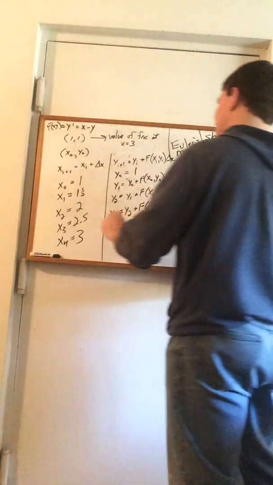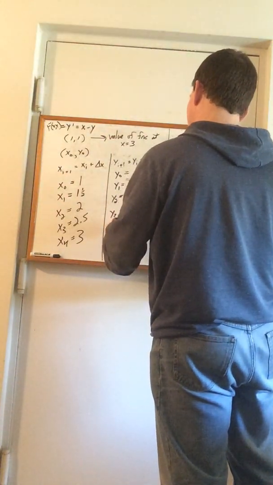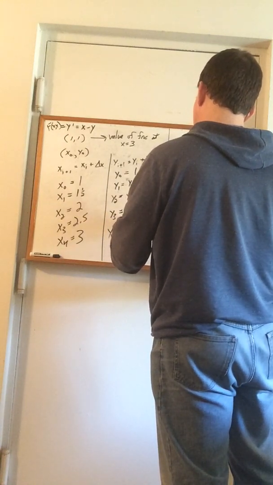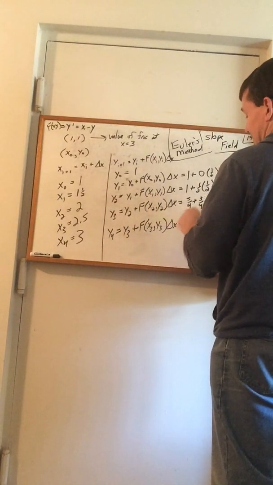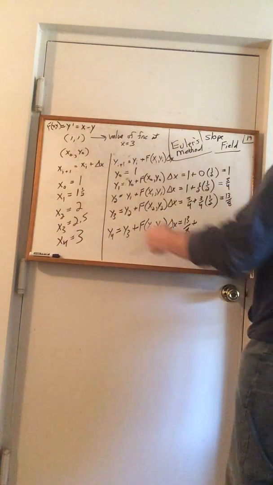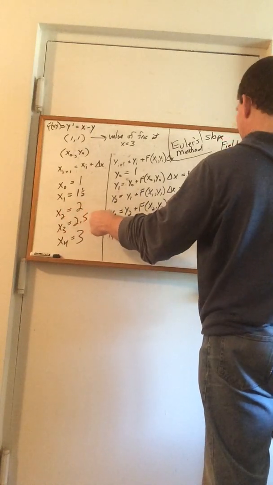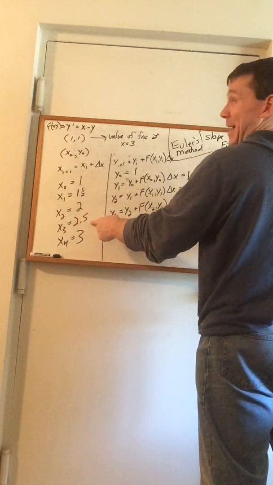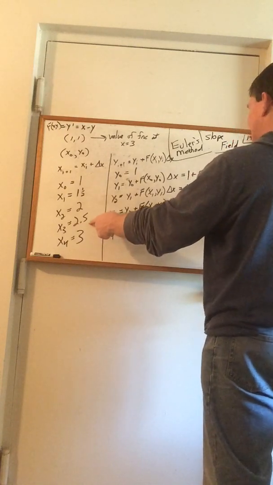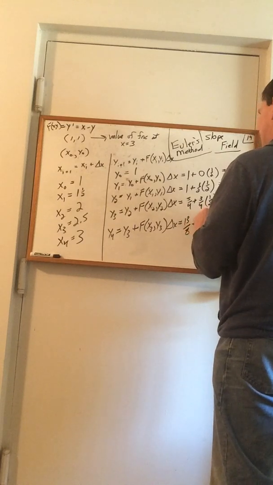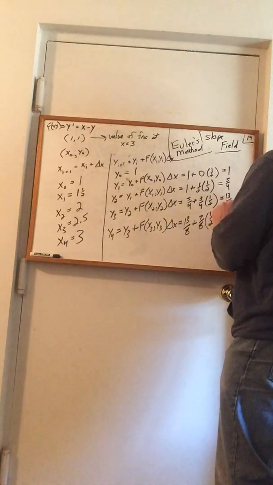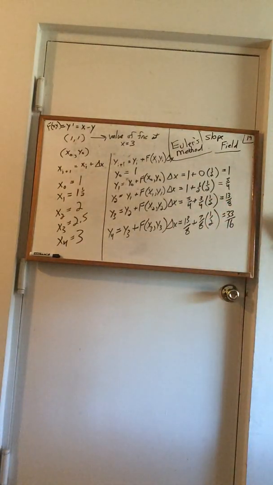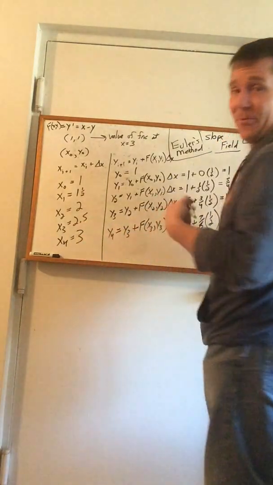And thankfully, this is the last time we have to do it. We get y sub 4 equals y sub 3 plus f of x sub 3, y sub 3, delta x. Y sub 3 was 13/8, plus f of x sub 3, y sub 3, which is going to be 2.5 minus 13/8. 2.5 in terms of eighths, that's 20/8 minus 13/8. That's 7/8 times a half. Good Lord, which is 13/8 plus 7/16, which is 26/16 plus 7/16, which is 33/16. Now I have my x sub 4, y sub 4.